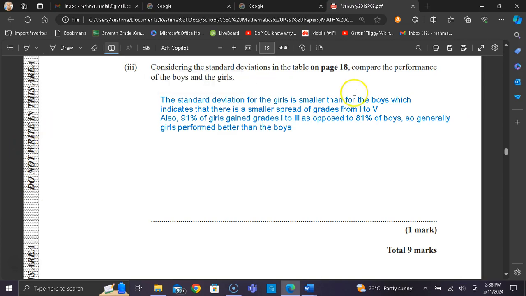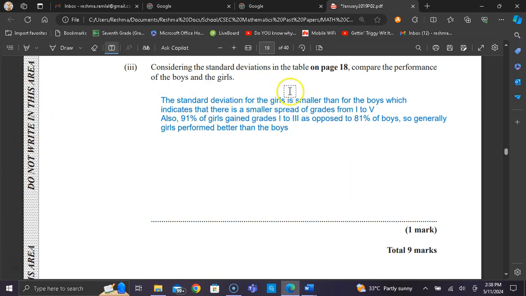Okay. So that is enough evidence to compare the performance of the boys and the girls, also considering the standard deviation, right, to get that one.